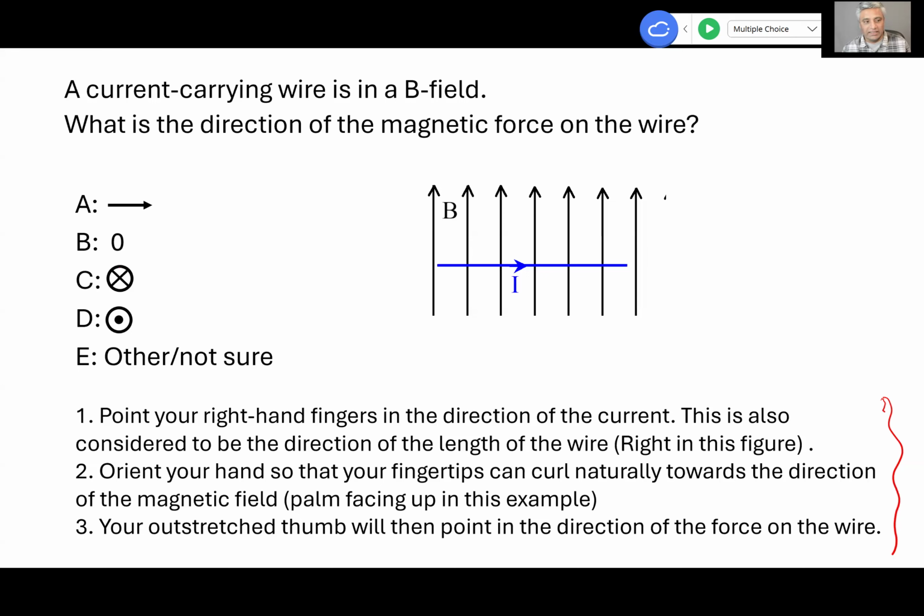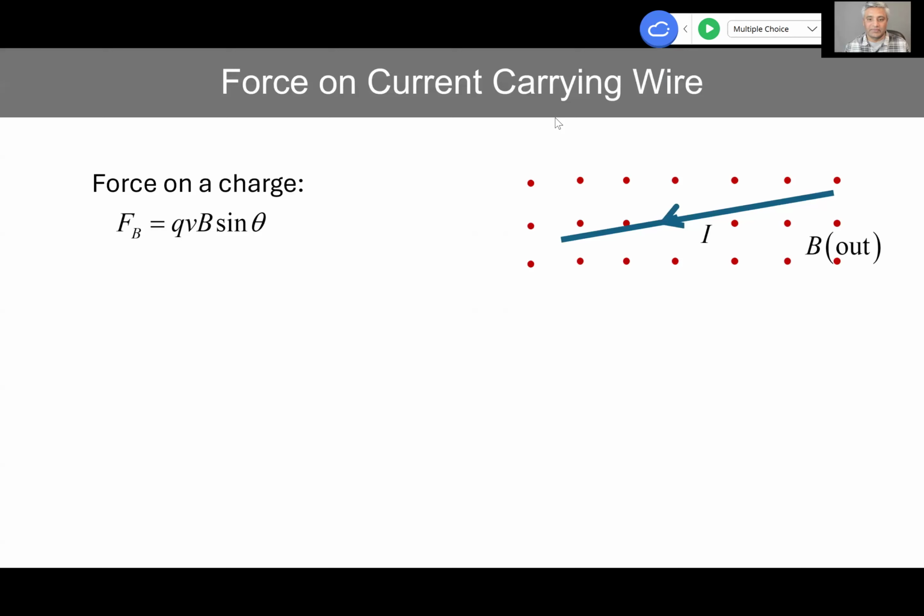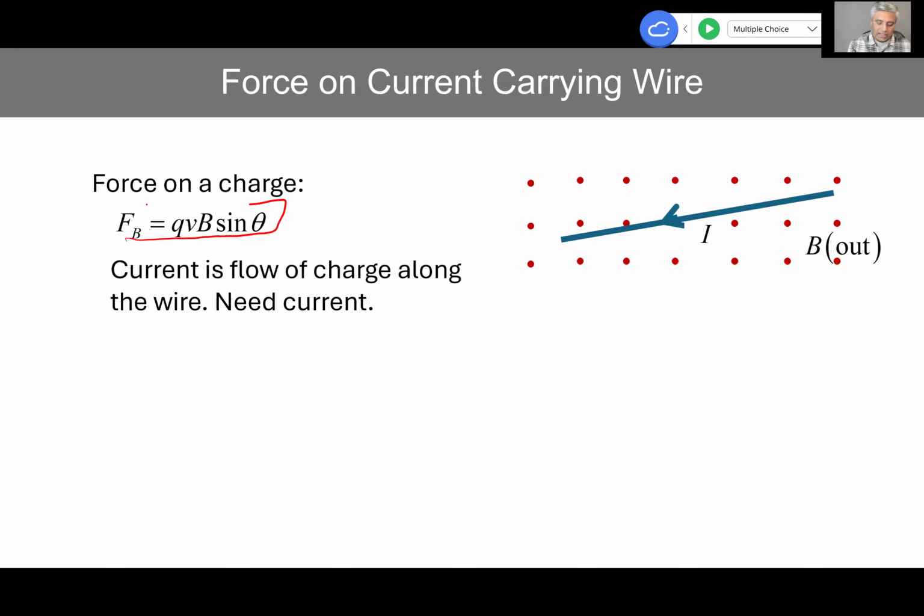Okay, so that's the direction. Now, how about the value? So to find the value, we can start from what we know. So that is charge. And we know charge and current are related. So here, this is the amount of the charge. This is velocity. And this is magnetic field. And this is the angle between V and B.